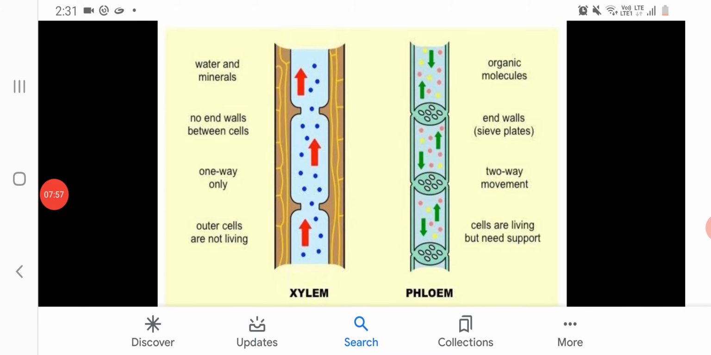Now you can see the xylem and phloem over here, and how the water and minerals are flowing in the xylem and moving in the phloem.